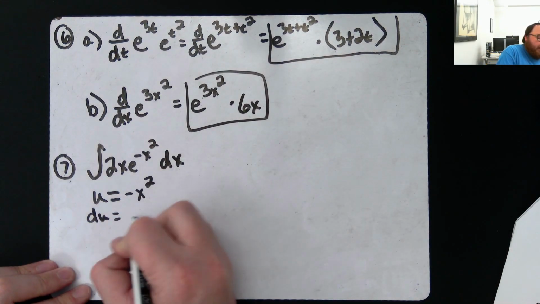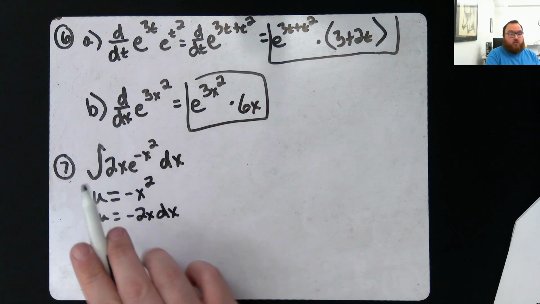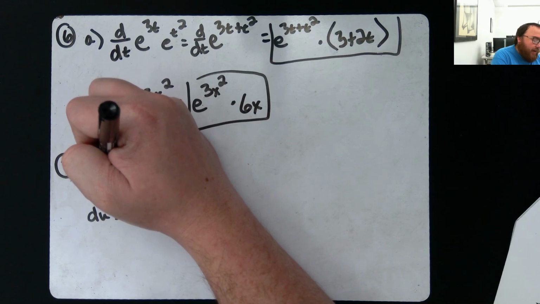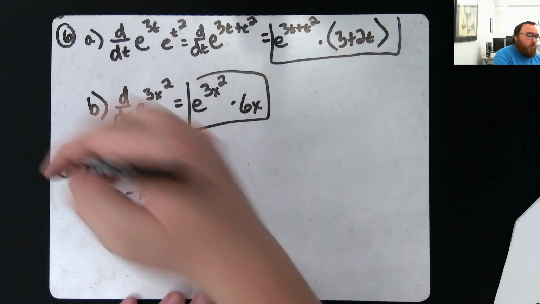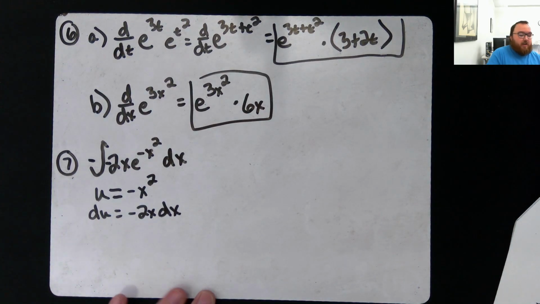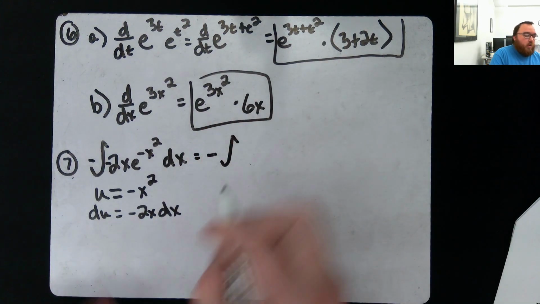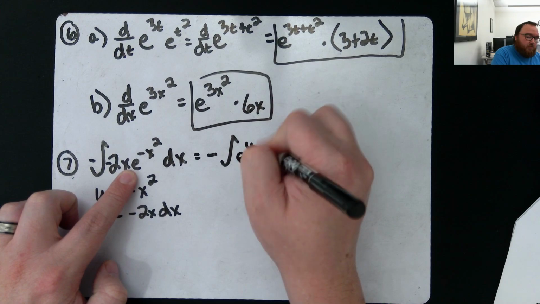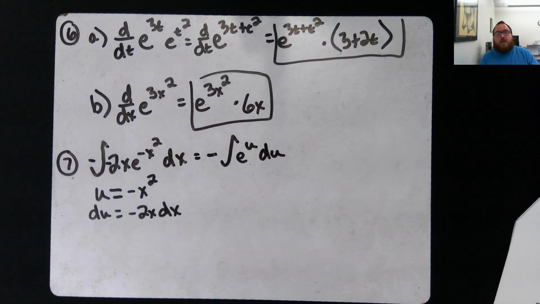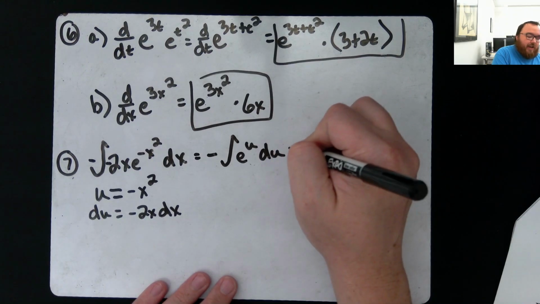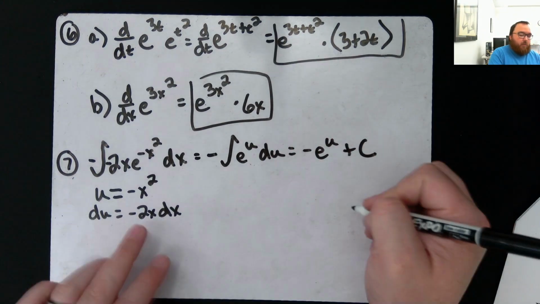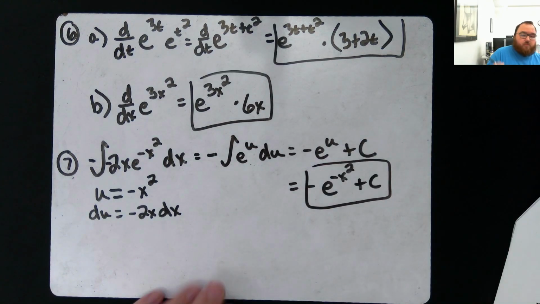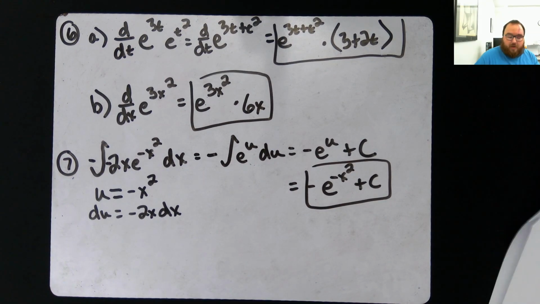The derivative of that is negative 2x, which, look at that, I already have 2x. I just need the negative, which I can put there as long as I put one outside too. So this becomes negative integral, negative 2x dx becomes du. So all I have left is e to the u du. And as I know, e just stays e, so this is just negative e to the u plus c, and we said u was negative x squared. That's it.